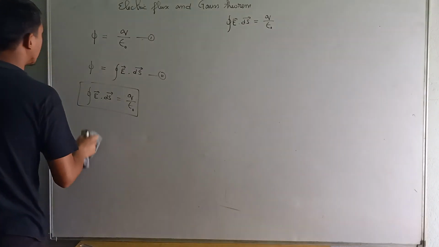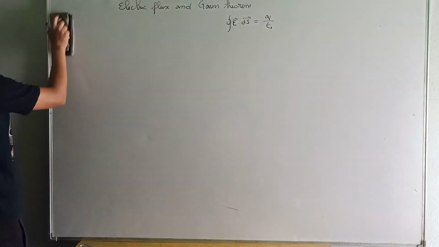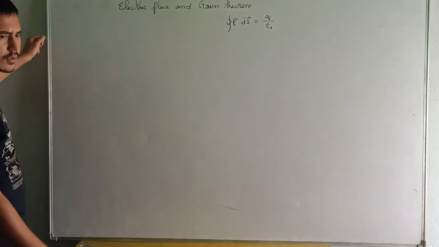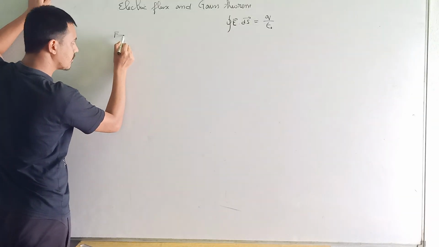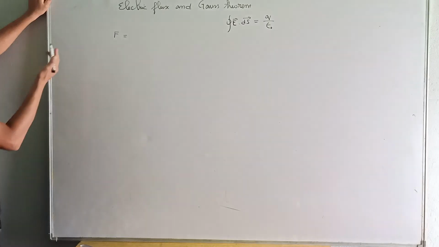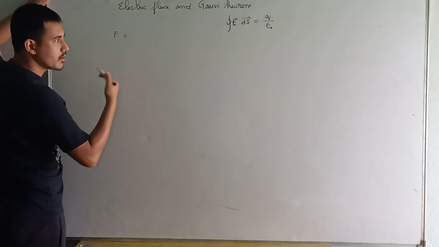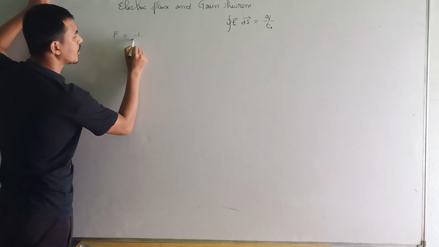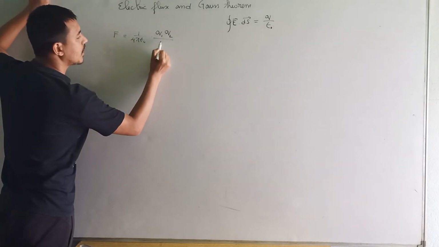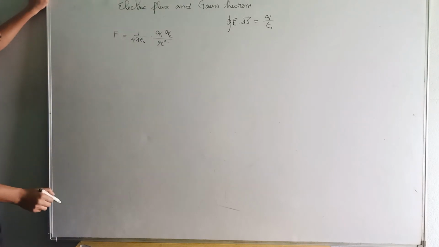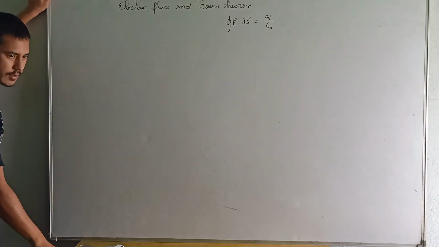Now I want to prove Coulomb's law from Gauss law. Using Gauss law, I want to prove Coulomb's law. What was Coulomb's law? Coulomb's law says that the force of attraction or repulsion between any two charges is given by 1 by 4 pi epsilon naught into the product of the charges upon the square of the distance between them, right? So this is what we want to prove using Gauss theorem.